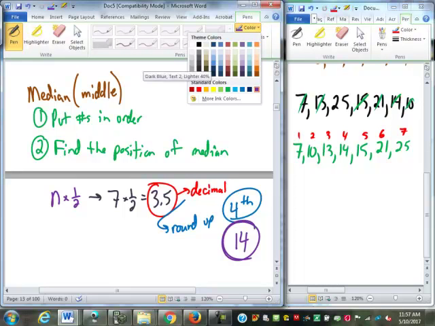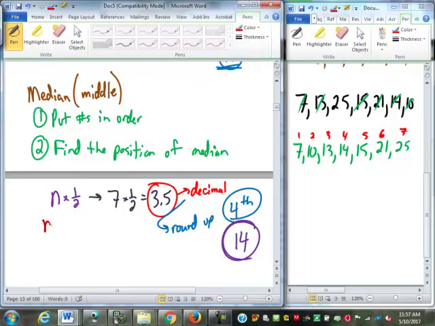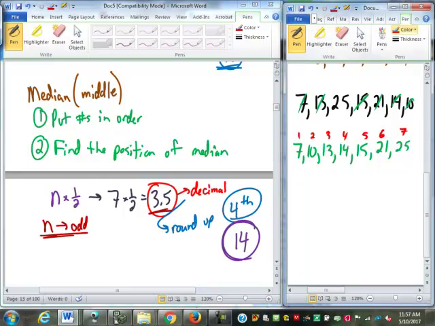Now, in this case, n was odd. And when n is odd, we do get a decimal for that location, and we round up. What if n was even? So I'm going to create a second set of numbers over here. And I'm going to put them in order as I create them just to make it easier on us.